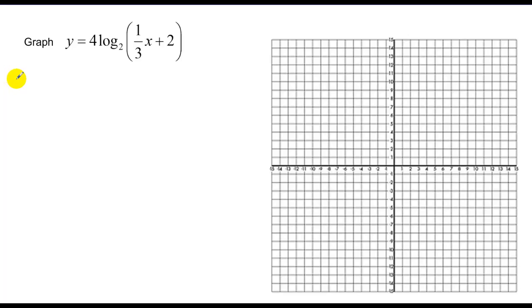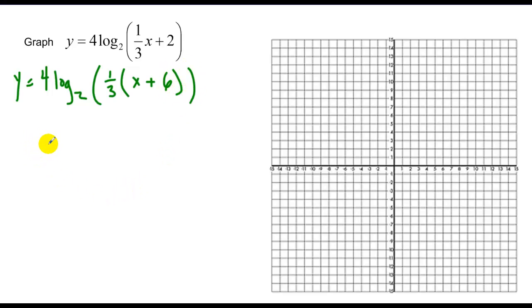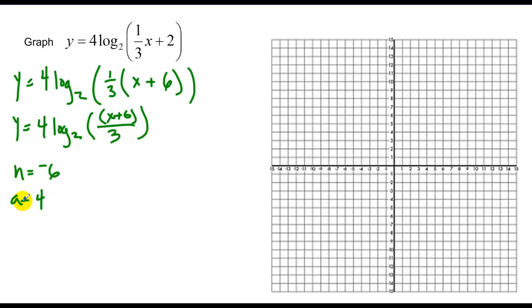Let's rewrite it. Y equals 4 log base 2. Factor out the 1/3. 1/3 times what is equal to 2? Well, that's 6. And so I now have y equals 4 log base 2 of x plus 6 over 3. So I have h of -6, a of 4, b of 3. And my parent function is one we've used before, so log base 2 of x equals y.